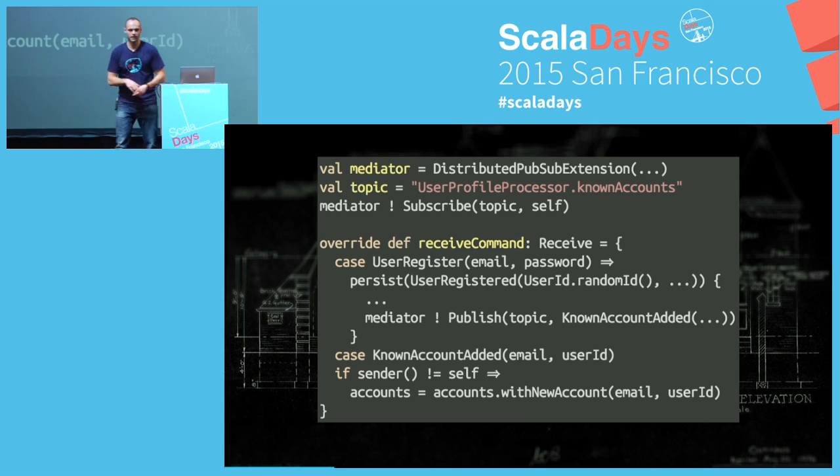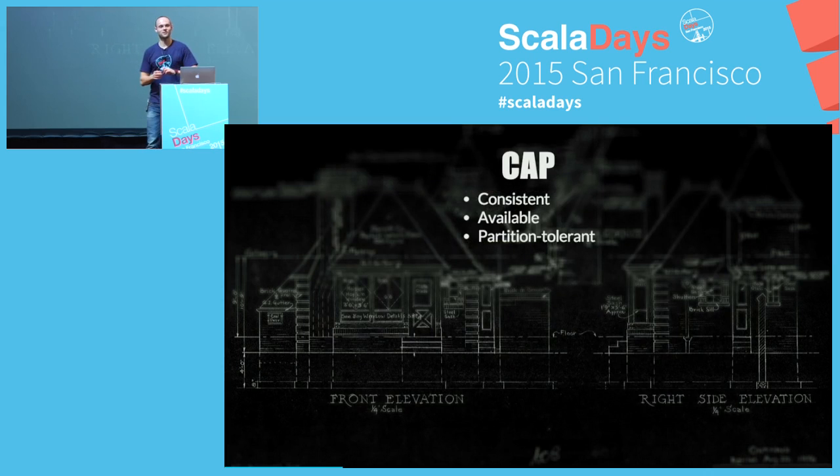And I need to handle that message, known account added. So if a known account added has been received, if the sender is not this actor, because it wouldn't make sense to add it twice, then I'll make the mutation. And that's all perfect, right? It all works beautifully. Except, has anyone heard of this?